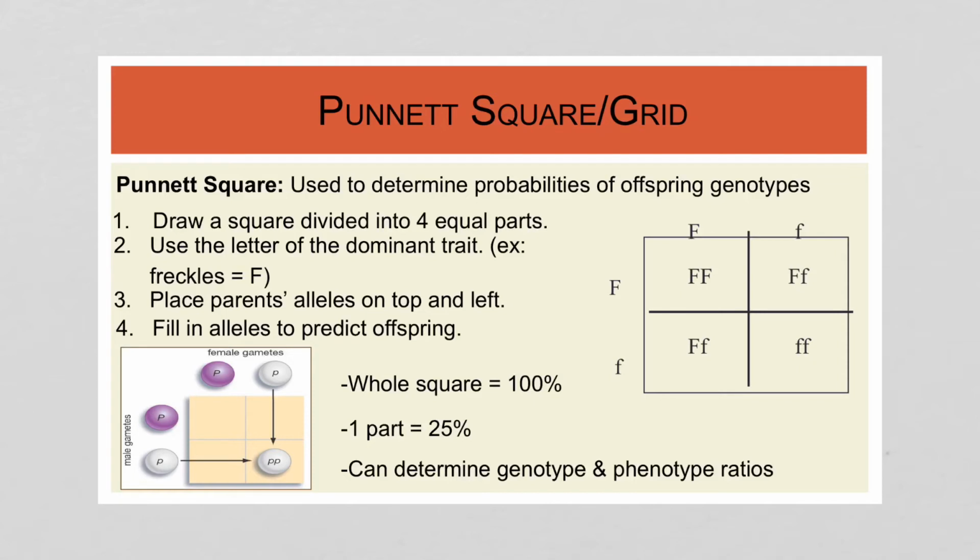A Punnett square or Punnett grid, you'll hear each of those terms used. It's the same thing, just different ways of saying it. It is used to show how the alleles of parents are split between their gametes and how new combinations of alleles can show up in their offspring. So it's a four-part square, and it allows the determination of predicted genotype and phenotype ratios.